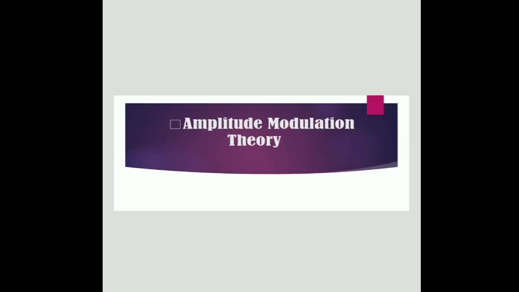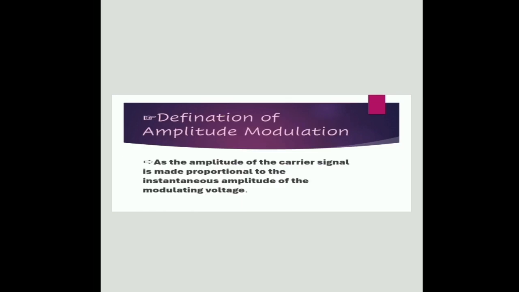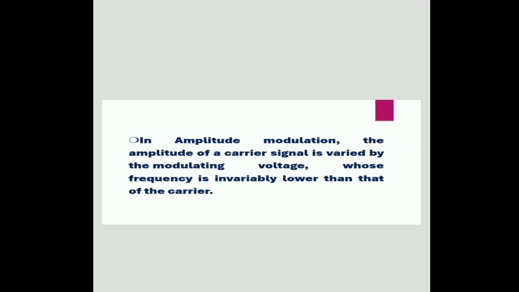Now we learn amplitude modulation theory. Definition of amplitude modulation: the amplitude of the carrier signal is made proportional to the instantaneous amplitude of the modulating voltage. In amplitude modulation, the amplitude of a carrier signal is varied by the modulating voltage, whose frequency is invariably lower than that of the carrier message signal.